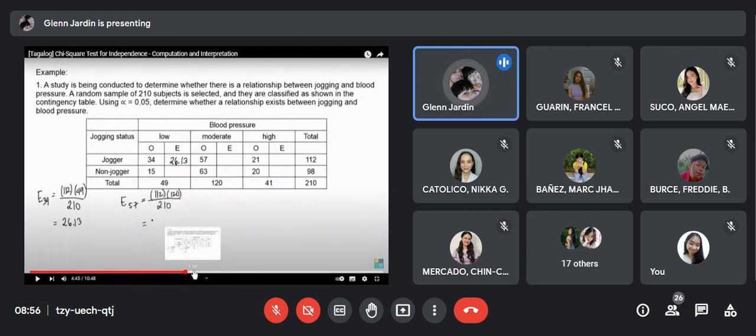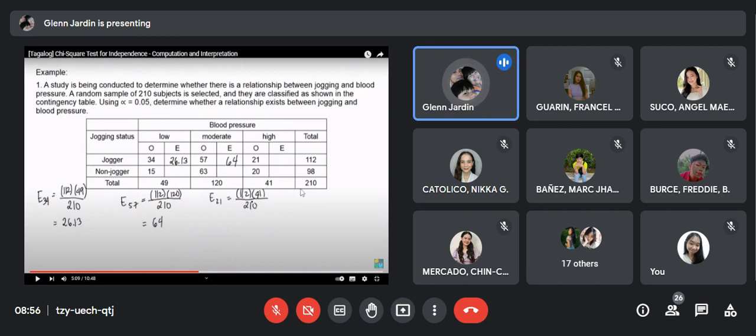The same goes for joggers with moderate blood pressure: only the multiplier changes to the moderate column total, then divided by 210, and you will get a value. The same procedure will be used. So here, 112 divided by 41.